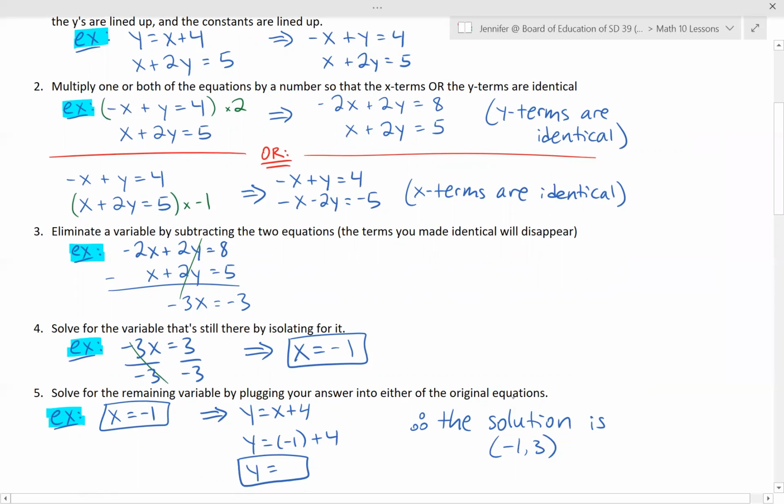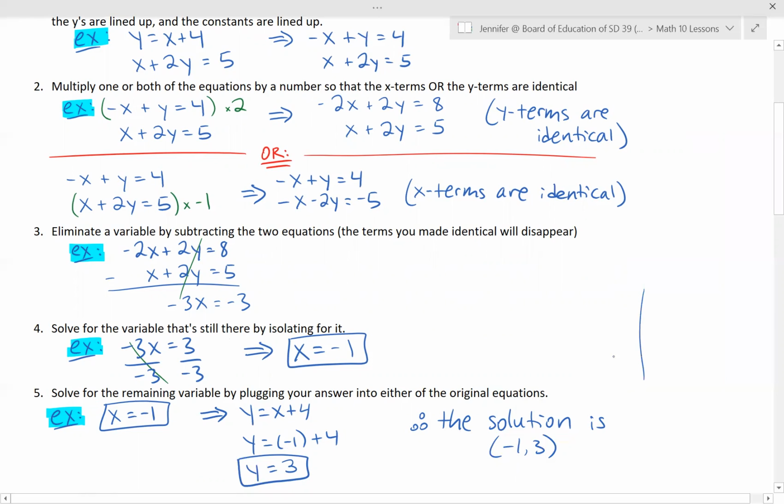So you take either of the original equations, I just picked the first one, it's a bit simpler, and replace x with that value you just found. Replace it with negative 1, that gives me a y value of 3. So therefore, the solution to this system of equations is negative 1, 3.